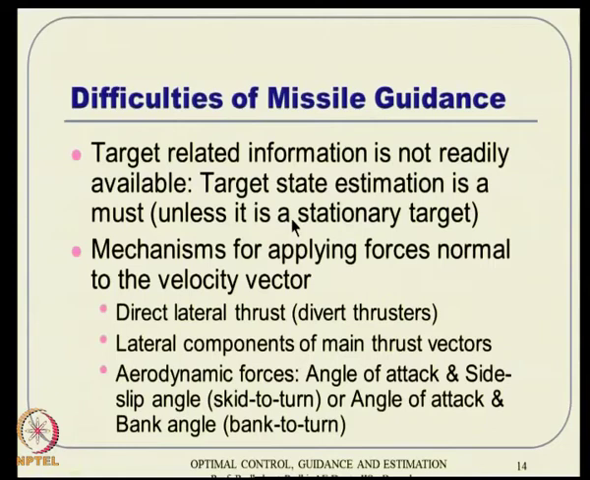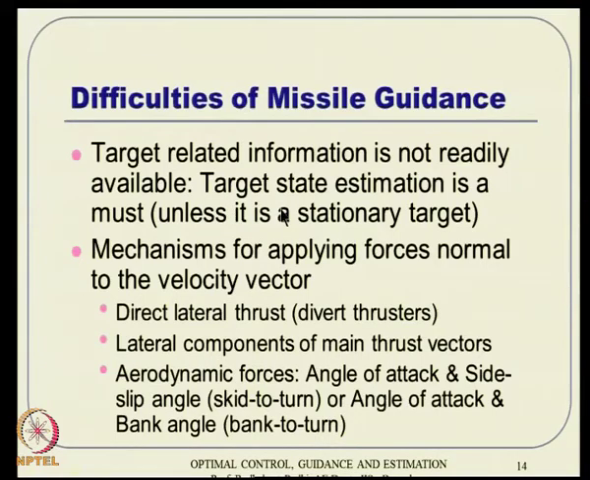Alright, so what are the difficulties of missile guidance? First of all, target related information is not readily available. Target is not going to give it to us for free. So, obviously, we have to estimate the target information and that is a must. In fact, it turns out that the final miss distance is a strong function of target estimation behavior or properties. So, that is a very important factor. We should not miss out on it, even though we are not talking about it in this class.